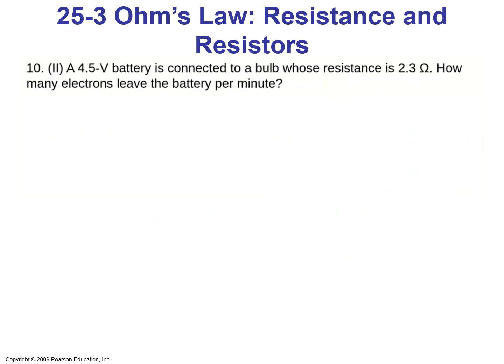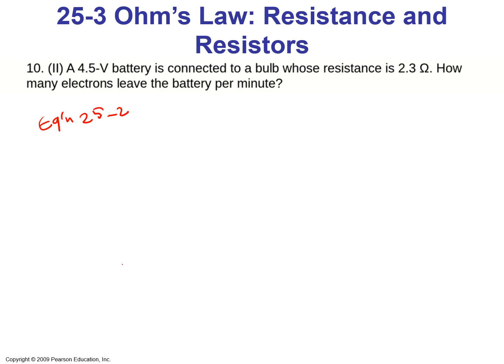Problem number 10 from the book as another example. A 4.5 volt battery is connected to a bulb whose resistance is 2.3 ohms. How many electrons leave the battery per minute? So we should use Ohm's law, equation 25-2, to find the current. Then we use the definition of current, which is charge per time, and calculate how many electrons will be leaving the battery.